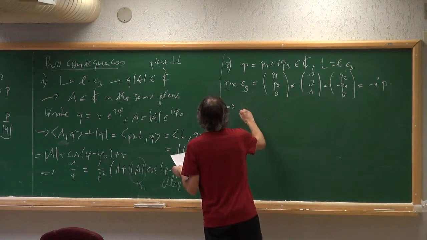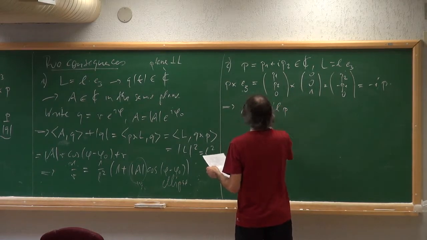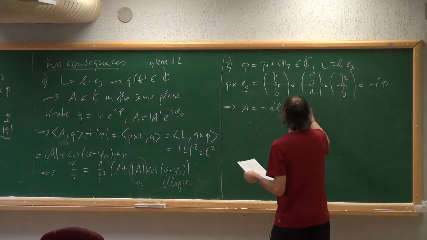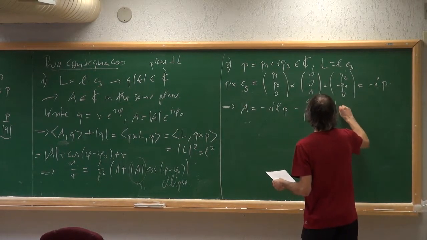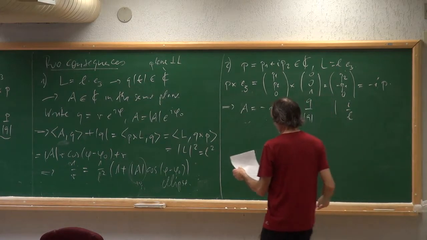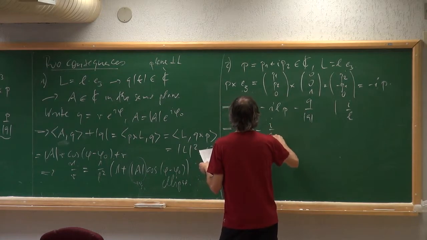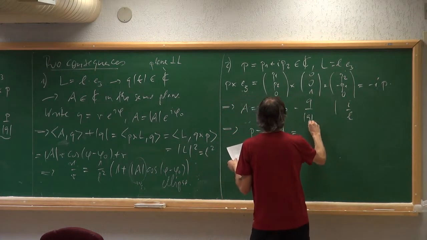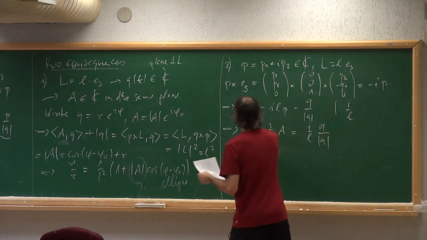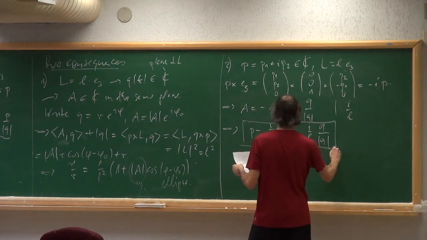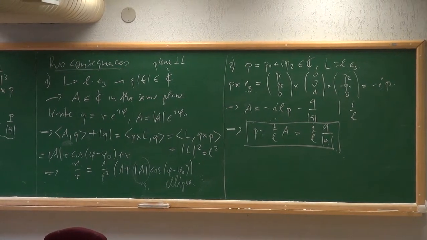So therefore, we can write the Runge-Lenz vector. The first term is minus i times L times P. And the second one is minus Q divided by absolute value. Let's multiply this with i divided by L. And then we get the following equation. P minus i over L A is equal to i over L Q. Okay, so let me discuss what this means.